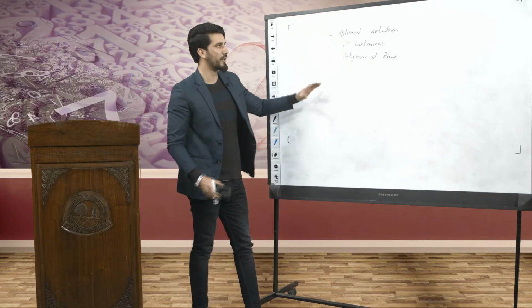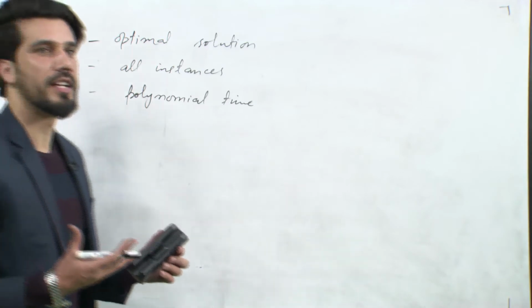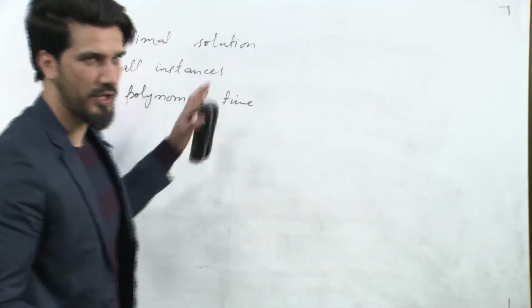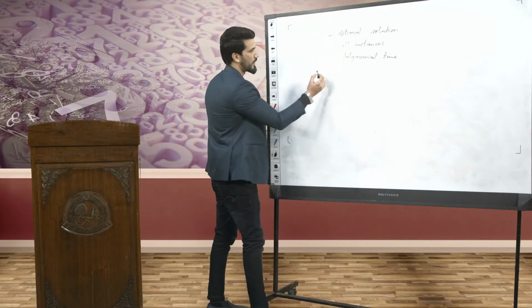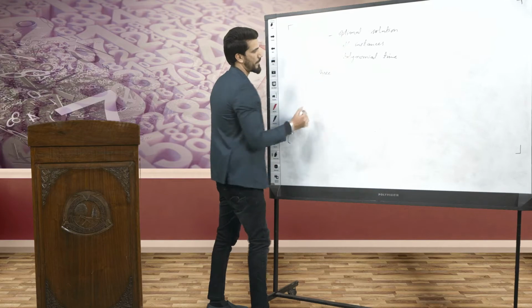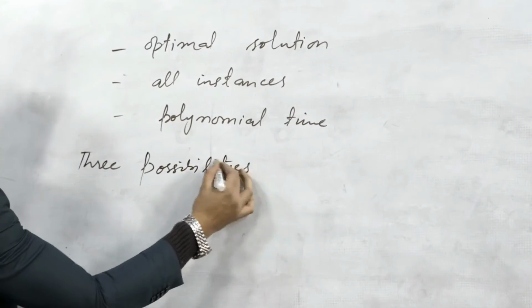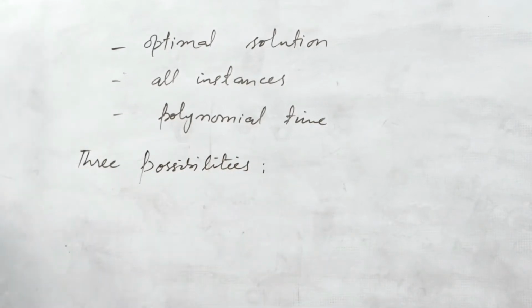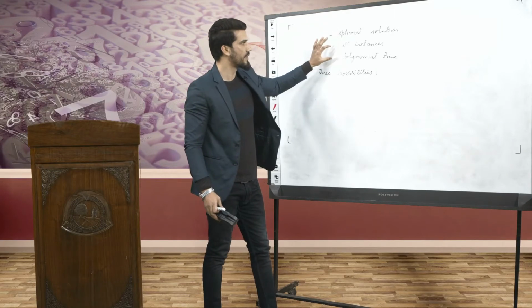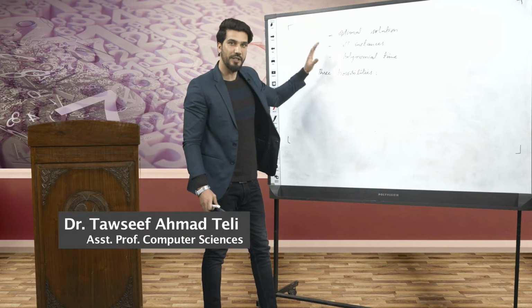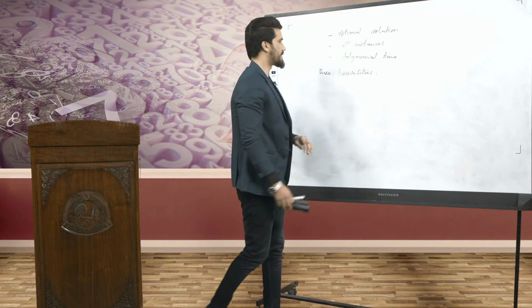But there are three possibilities. If we relax any one of these requirements, we can come up with a solution. Let's discuss those solutions one by one. So there are three possibilities. These three possibilities are possible only when we are ready to leave, ready to ignore, any one of these three requirements. Now, number one.